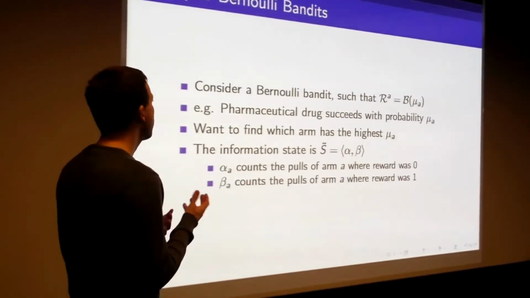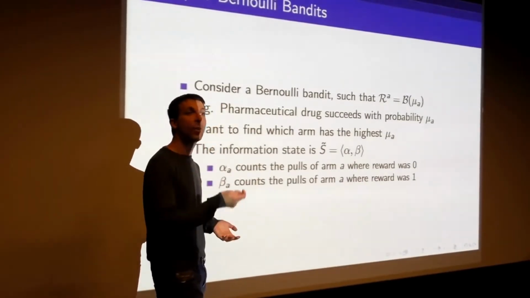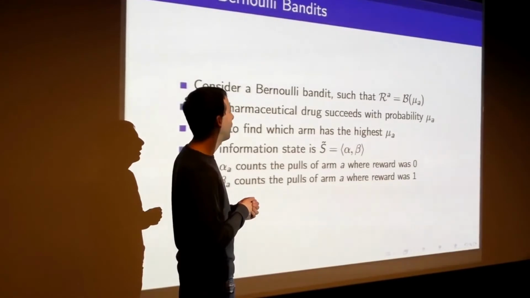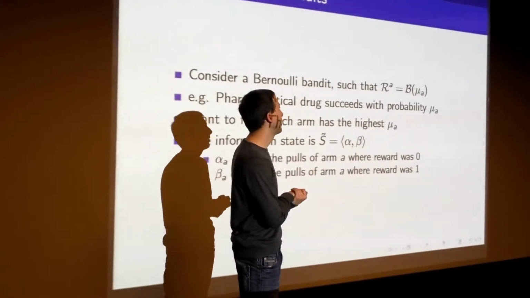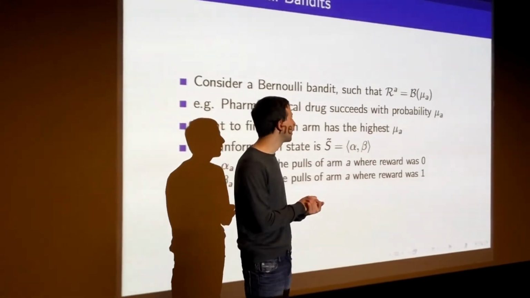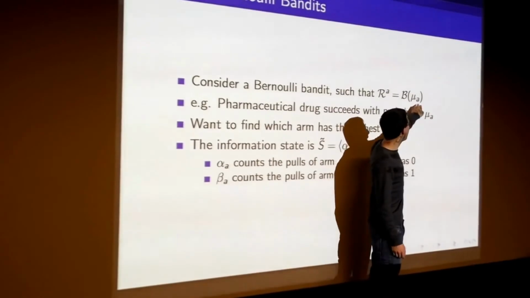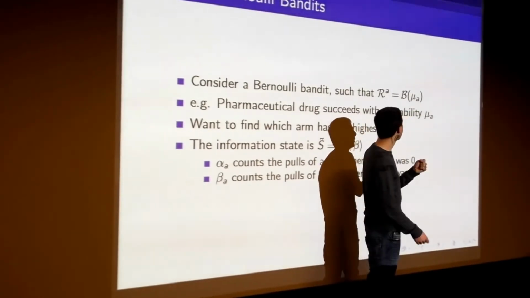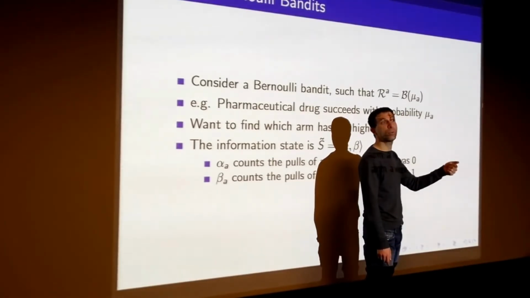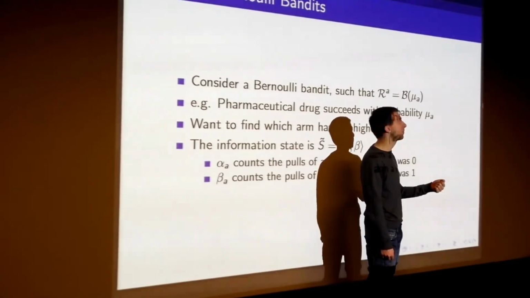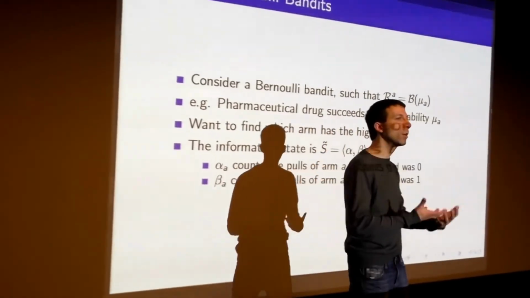So let's consider the simplest case. Let's consider Bernoulli bandits. A Bernoulli bandit is basically a coin flip bandit, where you flip a coin, and with some probability mu A, for action A, like the left lever, there's some bias to that coin that tells me if I'm going to get a reward of 1 or 0. So with probability mu A, I'll get a reward of 1. Just like a coin flip with some bias.